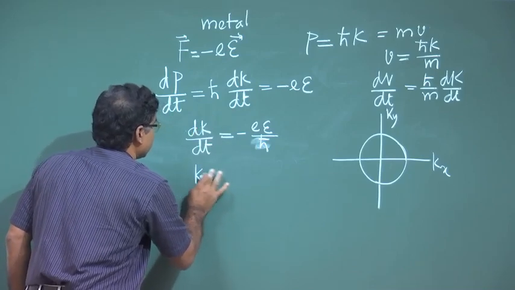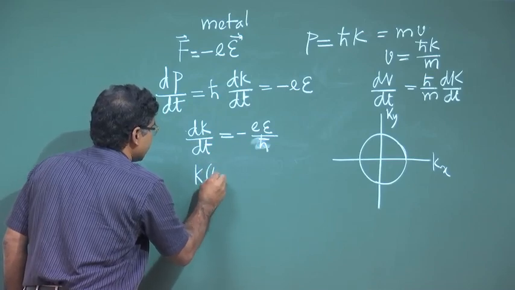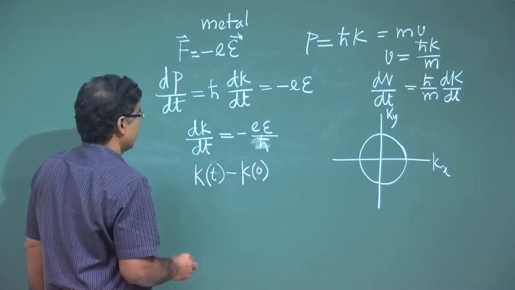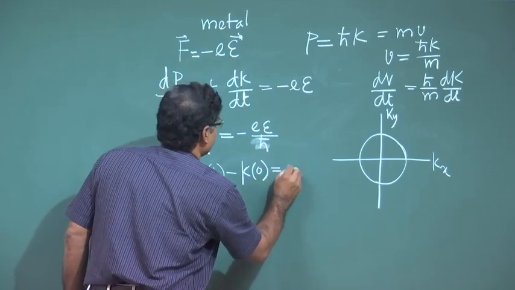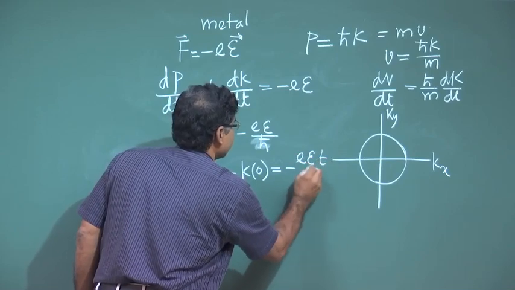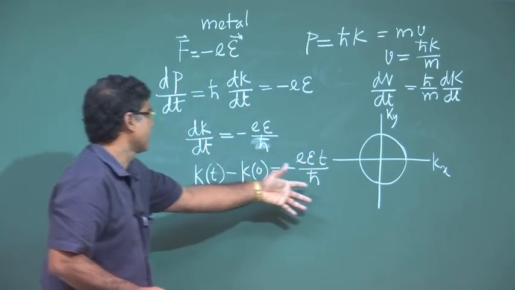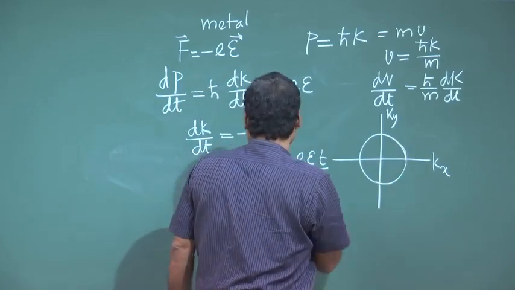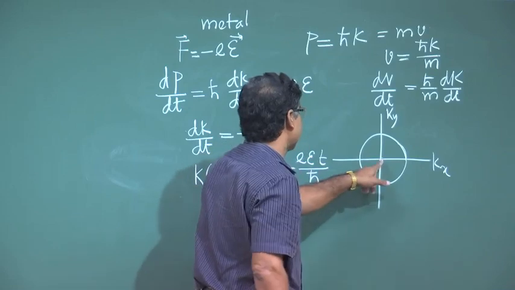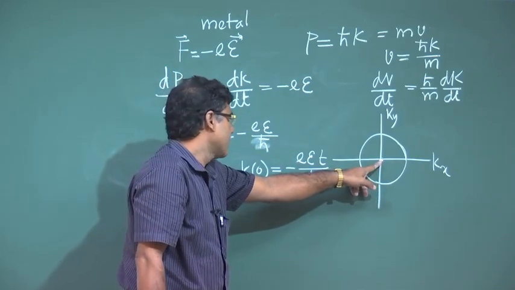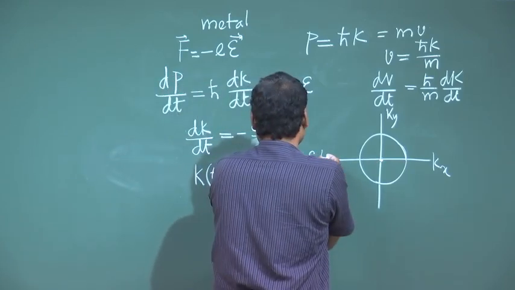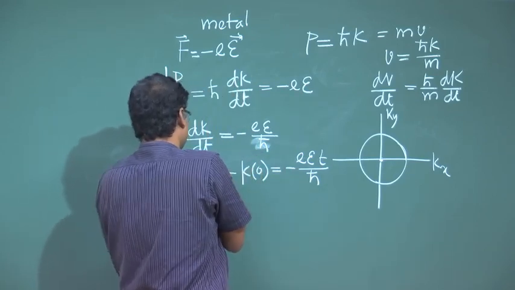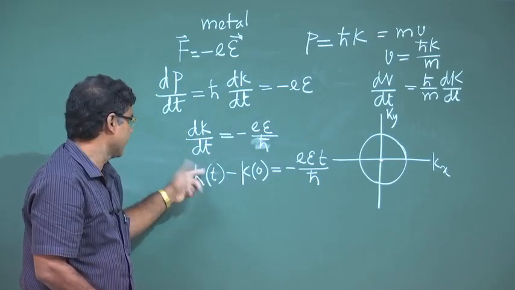If I integrate, k at time t minus k at time 0 equals minus E epsilon t by h cross. So, we will get this kind of thing. At t equal to 0, just before applying the electric field, this is the center of the sphere, this is k 0, at time t equal to 0. Now, after time t, it will change from k 0 to another position, k at t.